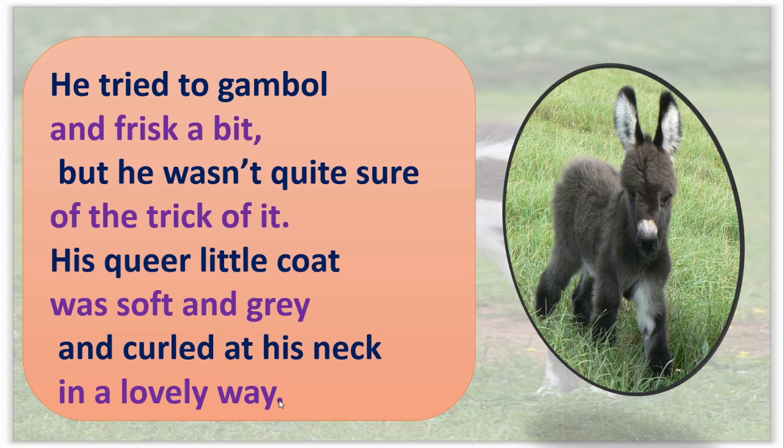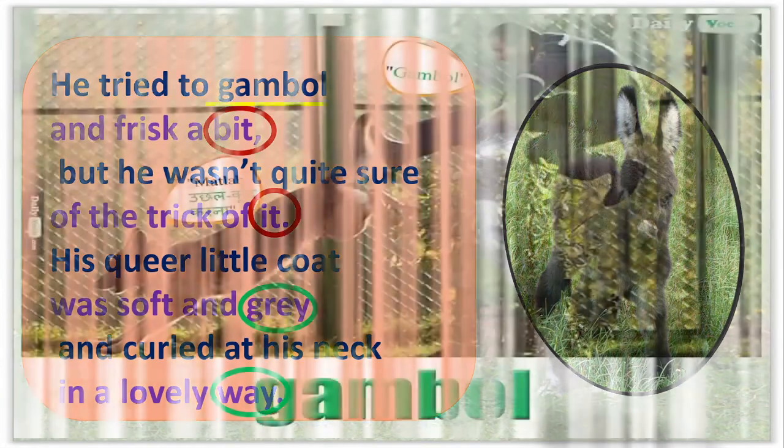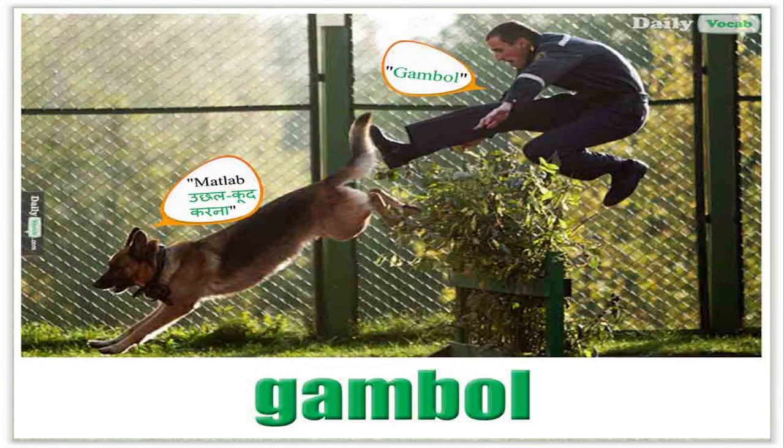For this, here also we can see some rhyming pairs. Bit, it, grey, way. Got this? And hard words, gamble. What is the meaning of gamble? We will go through gamble and frisk. Okay? Gamble means here uchal kood karna or leap and jump playfully. Okay, got this? You can see the picture here.